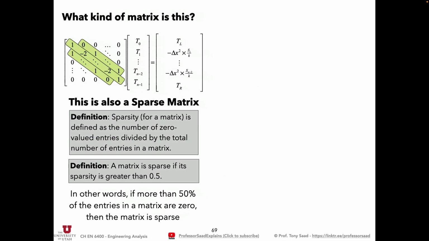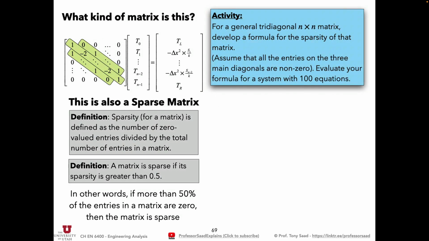So now I'm going to take this tridiagonal system, and for a general tridiagonal n by n matrix, I want you to develop a formula for the sparsity of the matrix. Assume all of the entries on these diagonals in green are non-zero. So don't assume there's a zero here or here. Just tridiagonal, all of the three diagonals are non-zero. Everywhere else it's zeros. Build the formula for the sparsity of this tridiagonal matrix.